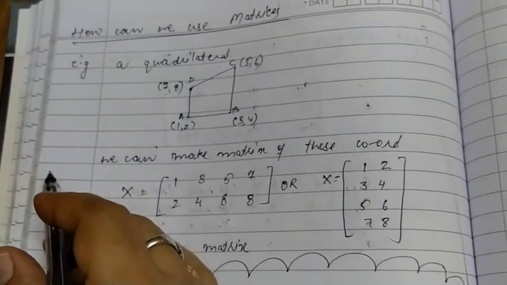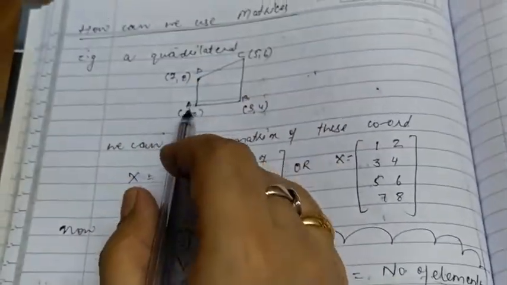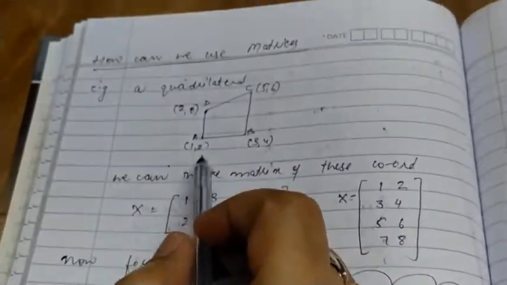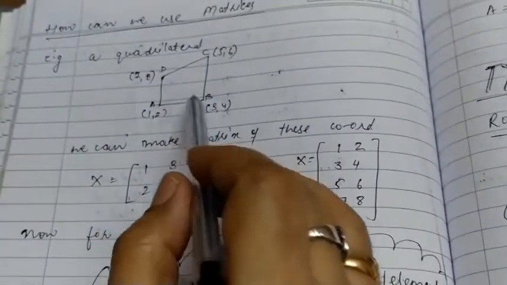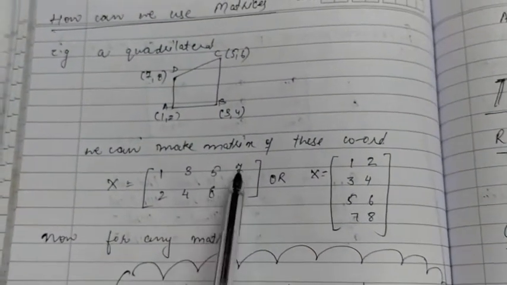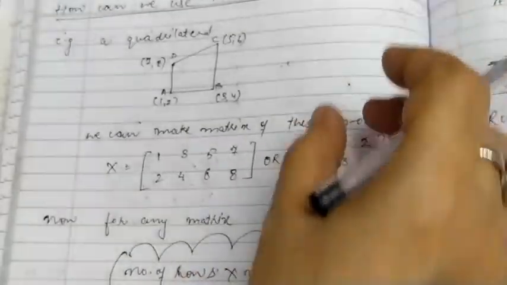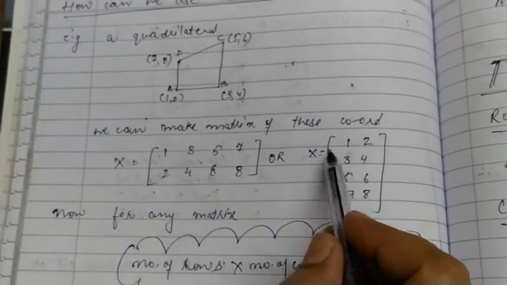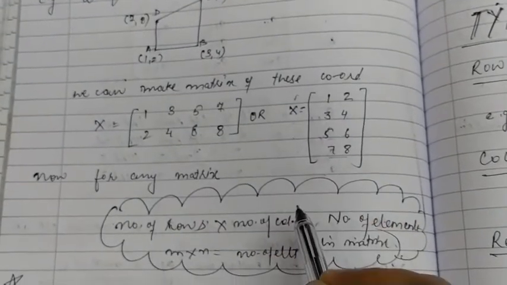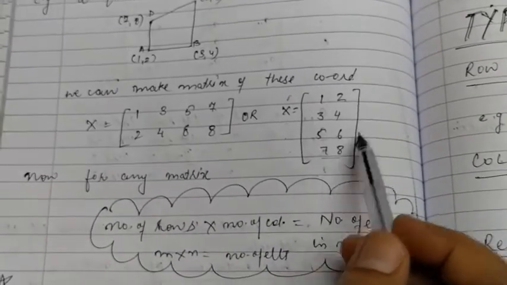Okay, now next is how can we, for example, when we are given a quadrilateral with coordinates as 1 2 3 4 5 6 7 8, use this in the form of a matrix? We can make a matrix, or we can write it in this form also. This is the horizontal form and this is the vertical form. 1 2 are the coordinates of A, then coordinates of B, coordinates of C and coordinates of D. This is the representation we are doing. How to use it to solve questions, that we will study later.